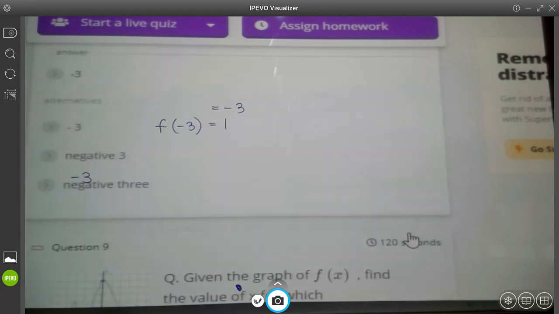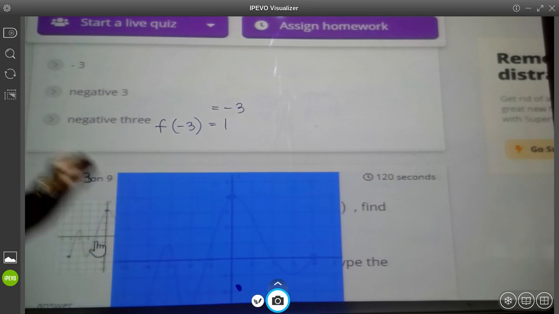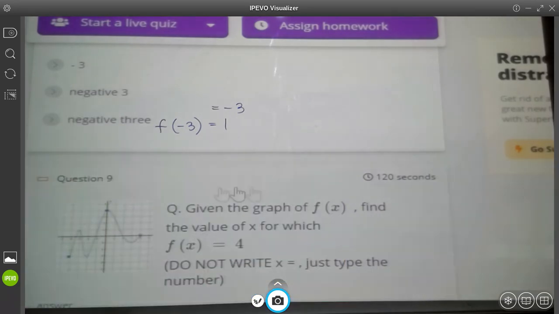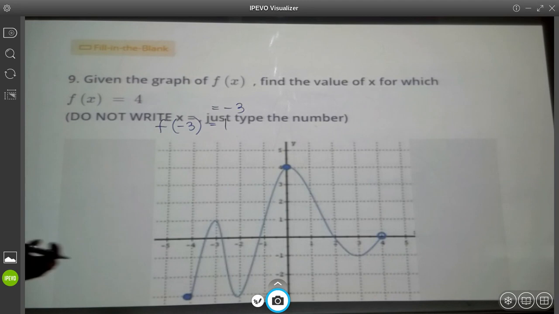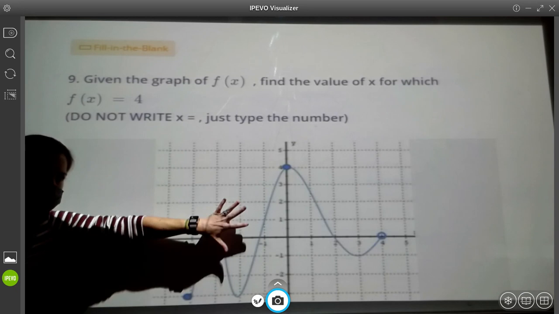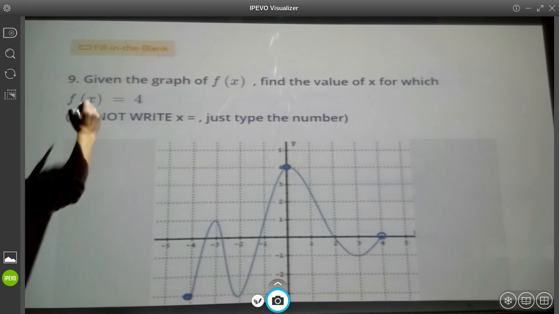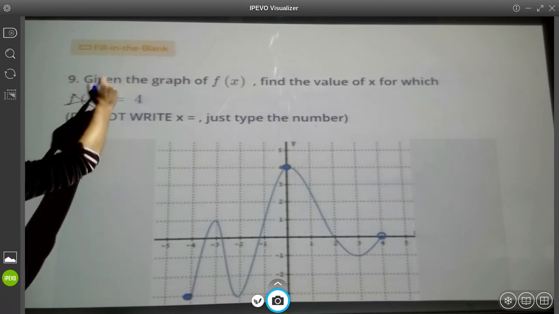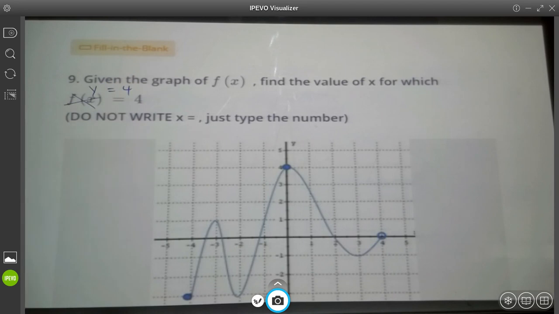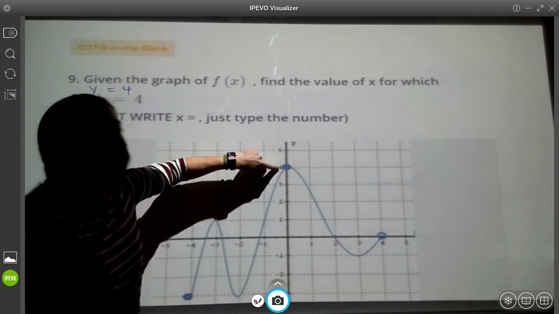So here's number 9. Given the graph f(x), exact same graph. Find the value of x for which f of x equals 4. So again, you're trying to find out what number went in to make a 4 come out. So if you are somebody who hates function notation, don't forget, you can always cross f of x out and put y equals 4. So you're literally trying to find x when y is 4. So go to your graph. Here's where y is 4. There's actually a dot right there when y is 4. What is the corresponding x value that goes along with it?